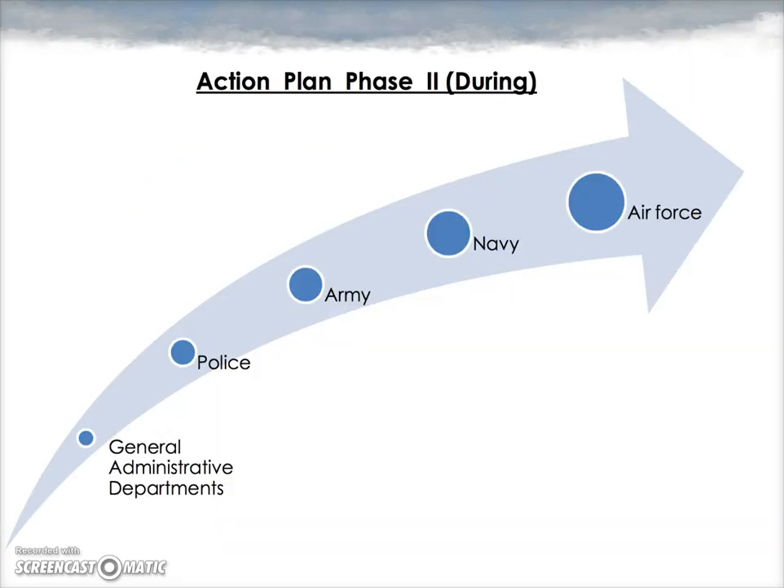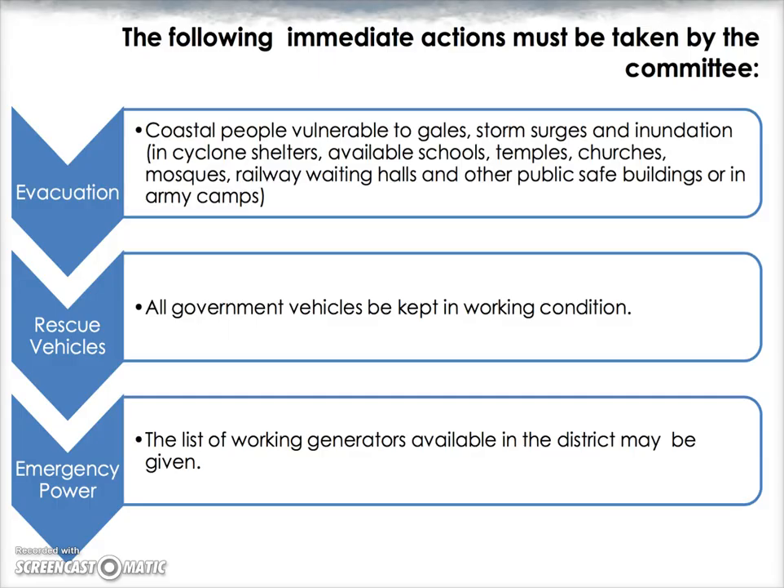In action plan phase 2, during the disaster, these bodies or authorities will step in: general administrative departments, police, army, navy, and also air force. The following immediate actions must be taken by the committee during this phase. First is evacuation. Evacuation has been a successful means of reducing the loss of life, but it requires considerable prior planning and coordination of warning systems. Second is rescue vehicles and again the emergency power.